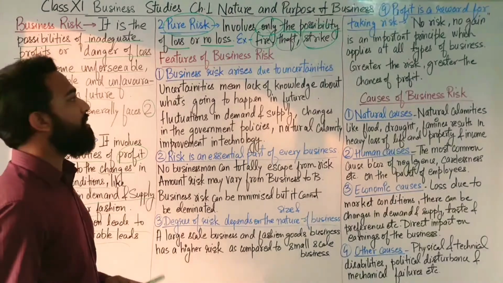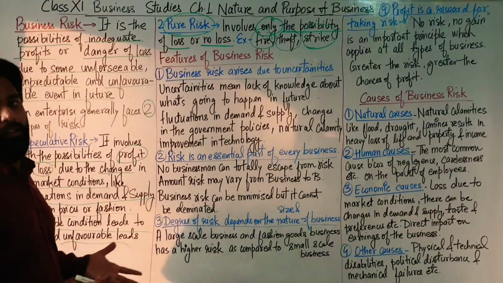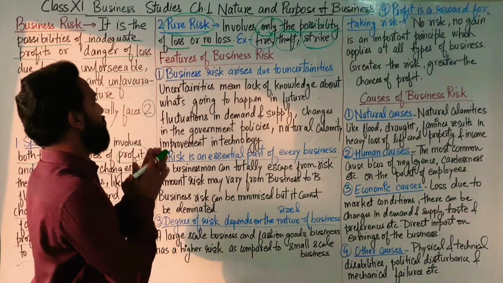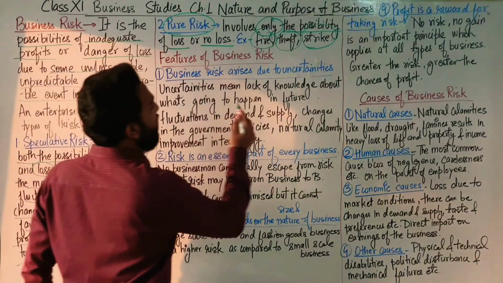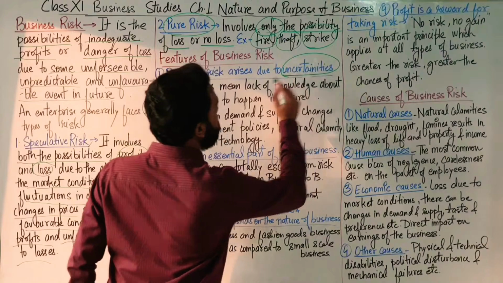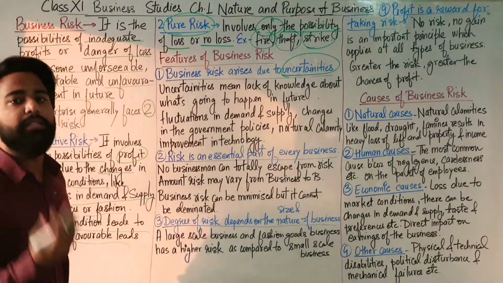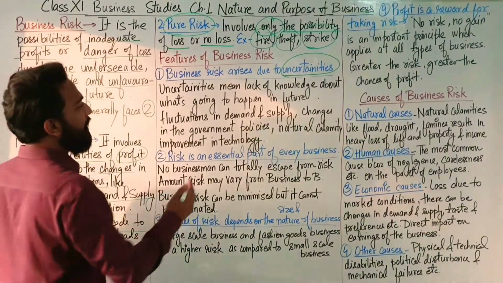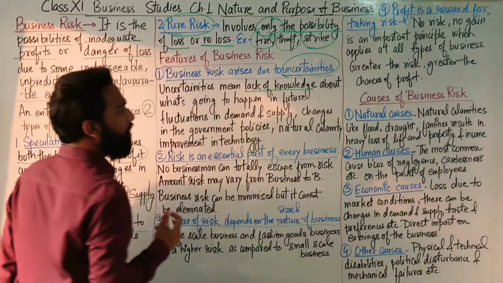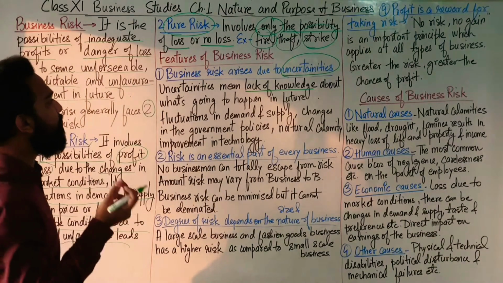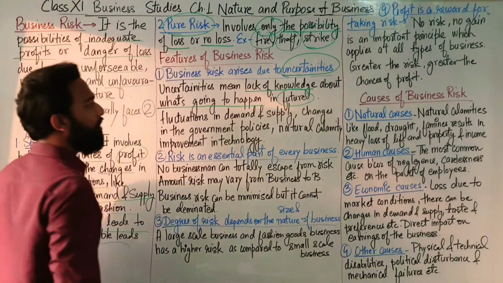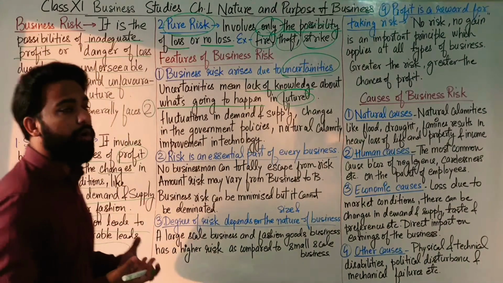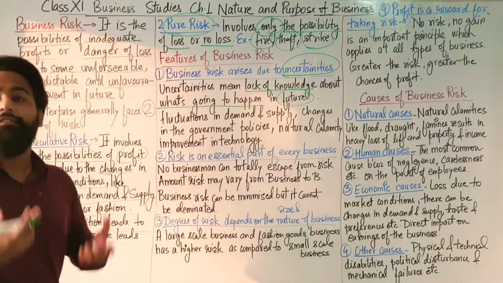Features of business risk. What are the features? What constitutes the business risk? Now, the first feature is business risk arises due to uncertainties. What do you mean by uncertainty? Uncertainty means lack of knowledge. You have very little information about what's going to happen in the future. Most of us don't know what's going to happen in the future.